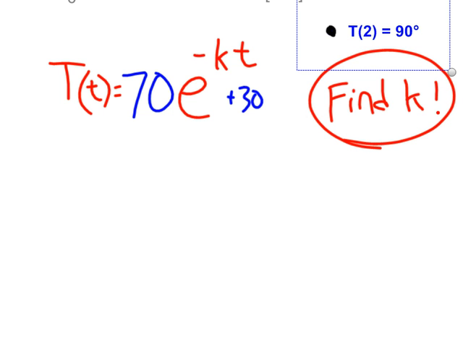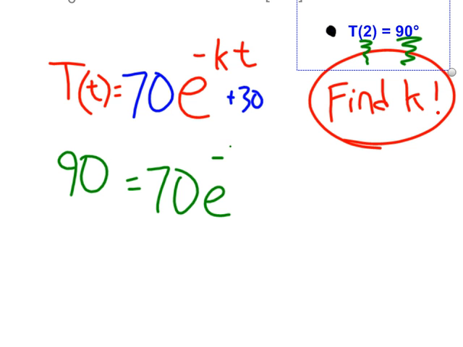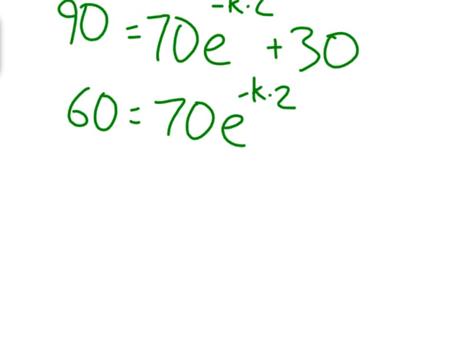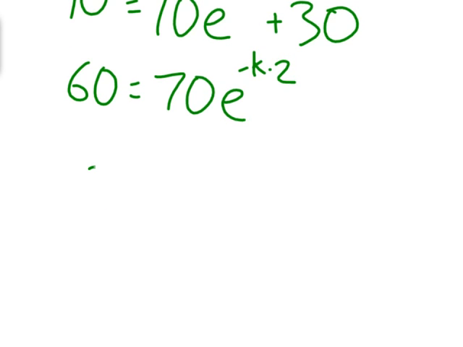All right, I'm going to do this rather quickly, because this should resemble stuff that we've done recently. This bullet point says that if I plug in lowercase t equals 2, I should get uppercase T equals 90. So I'm going to put 90 for the uppercase T and 2 for the lowercase t. All right, and again, rather quickly, I'm going to solve for k. This should feel like familiar territory. I'm going to subtract 30 from both sides. And I'm going to divide both sides by 70.